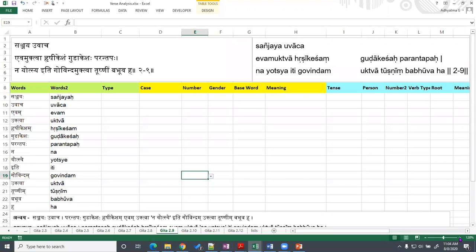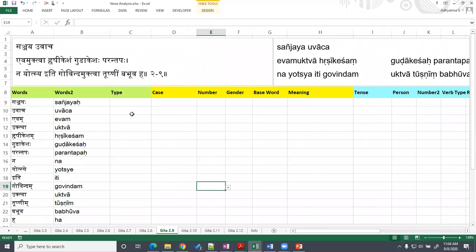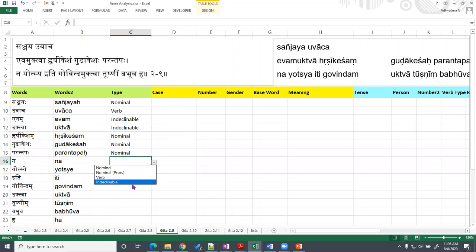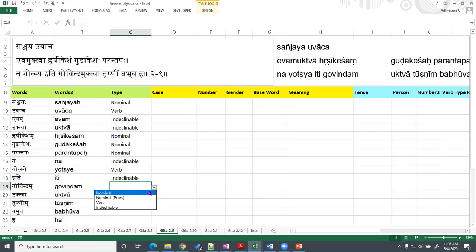We'll go to the word meanings. Word analysis. So if you look at the types of the words, first, Sanjaya is nominal. Uvacha is a verb that we have done earlier. Evam is indeclinable. Uktva is an indeclinable. Hrishikesham is nominal. Gudakesha is nominal. Parantapaha is nominal. Na is indeclinable. Yotsya is a verb. Iti is indeclinable. Govindam is a noun, nominal. Uktva, coming again in the same verse, indeclinable. Tushnim is also indeclinable. Babhu is a verb. And ha is an indeclinable.